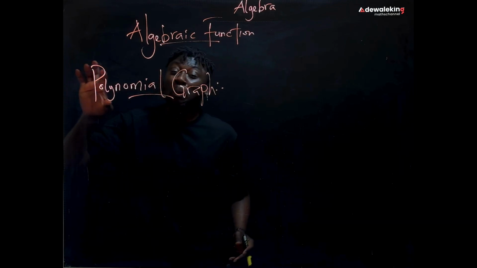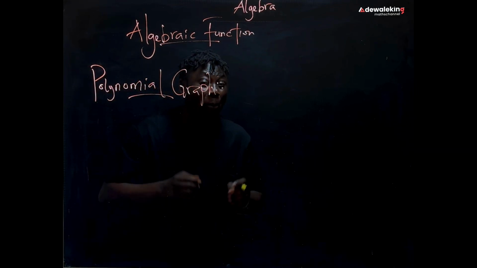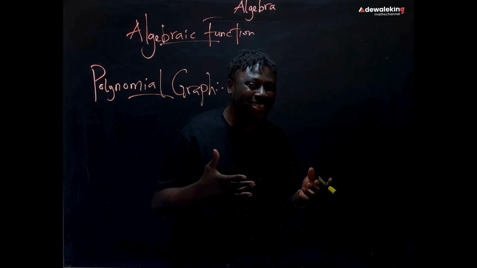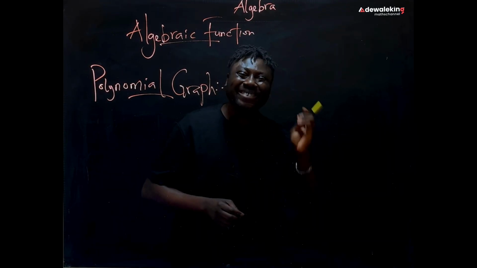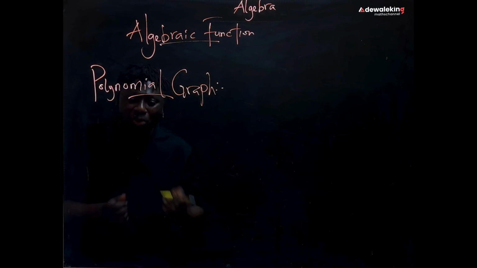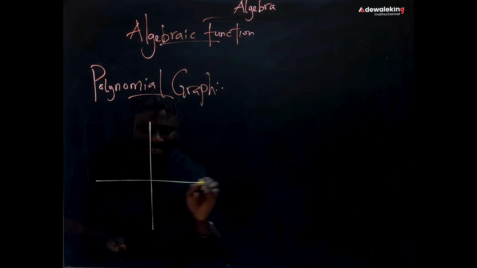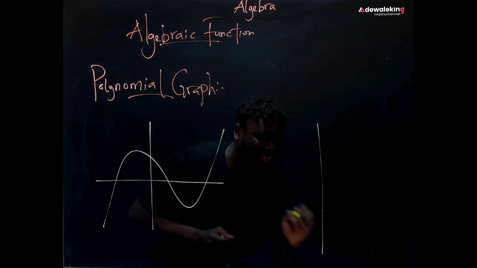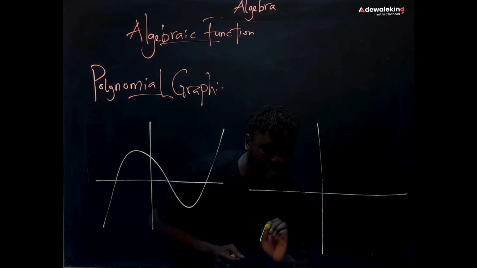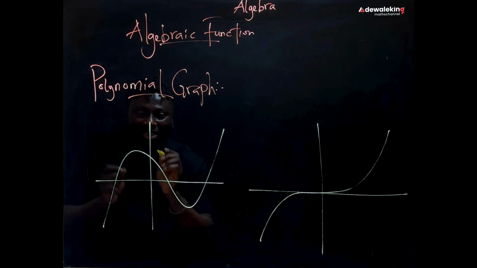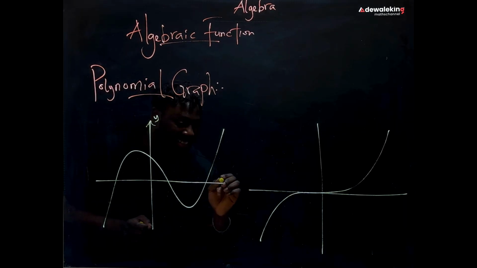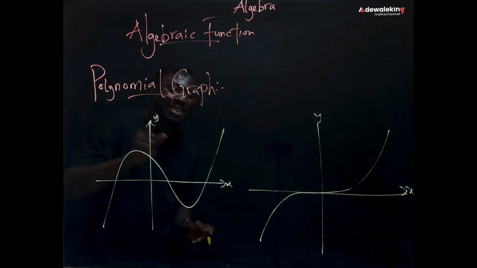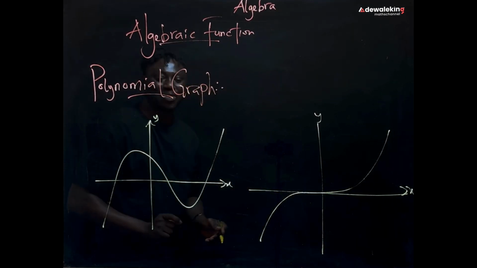3 is polynomial graph. Polynomial graph is always cubical in nature or presentation because y is always equal to x cubed. So it can be drawn like this. You can have it like this or like this. You can move like this. So this is y-axis and this is x-axis. So we can have it in this form or this form.